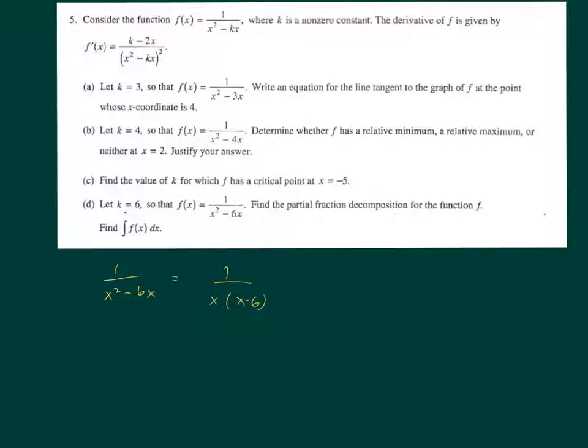Notice on this one, they're not giving you any initial value or anything like that. Don't forget the plus c. Definite integrals, you don't have to worry about the plus c, but on something like this one, an indefinite integral, be aware of that plus c, because they'll go through and knock off points for forgetting that. So good luck with problem number 5.